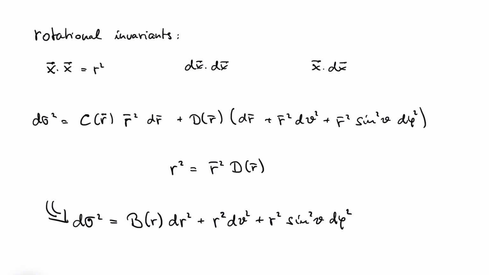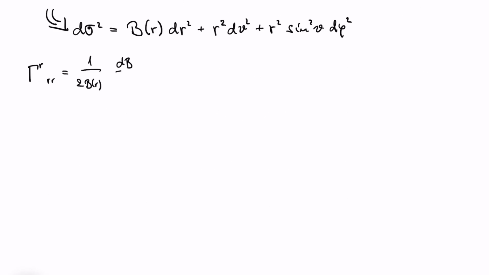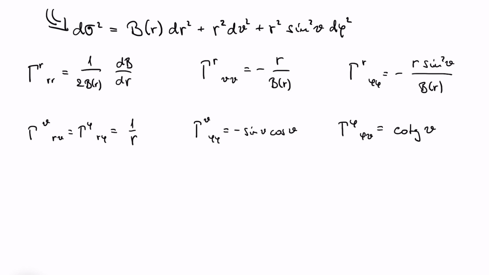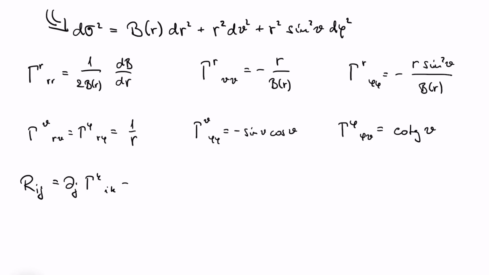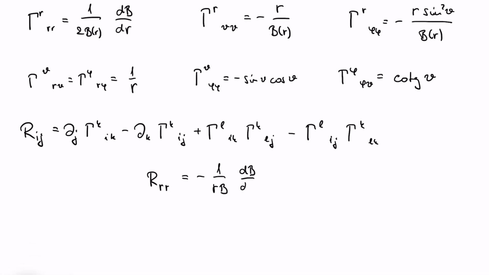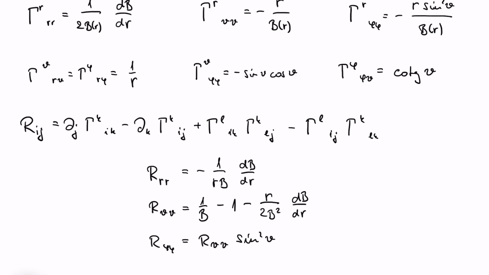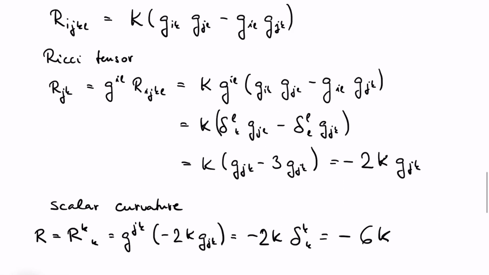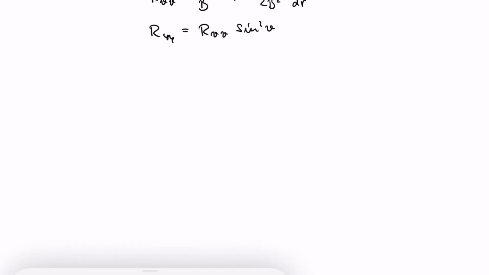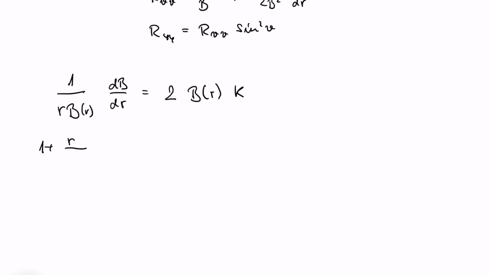Here are the connection coefficients, only those which are non-zero. And from them, the Ricci tensor can be calculated. And the non-zero components are only the diagonal ones. This is now put into equation with this. And for the first 2 components of the Ricci tensor, we obtain this.